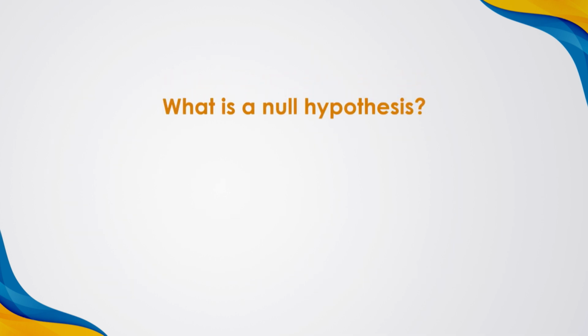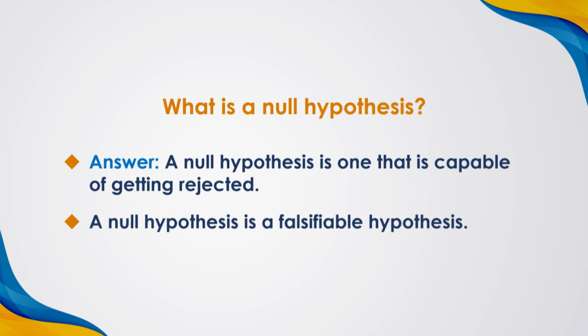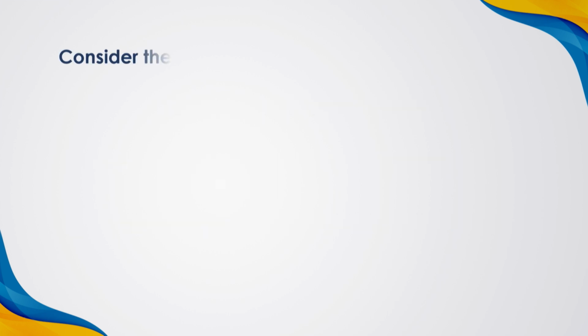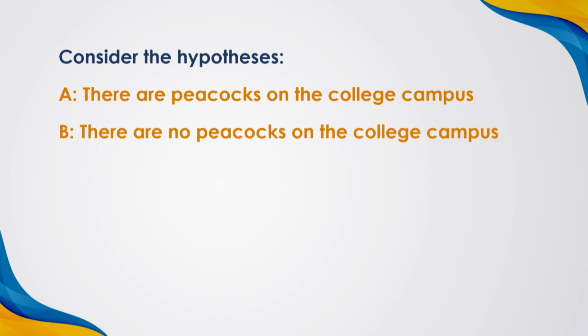Now, what is a null hypothesis? Answer: a null hypothesis is one that is capable of getting rejected. A null hypothesis is a falsifiable hypothesis. Consider the hypothesis A: there are peacocks on the college campus. Another hypothesis B: there are no peacocks on the college campus. We have got two hypotheses.